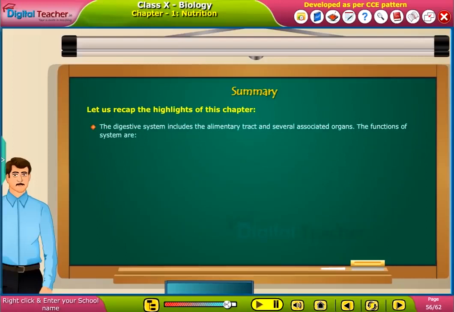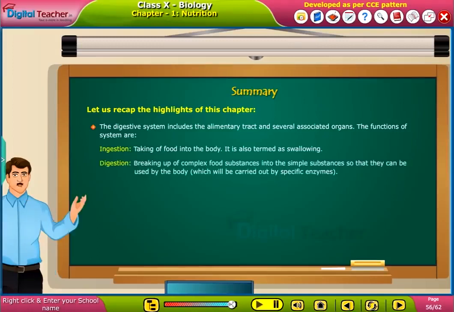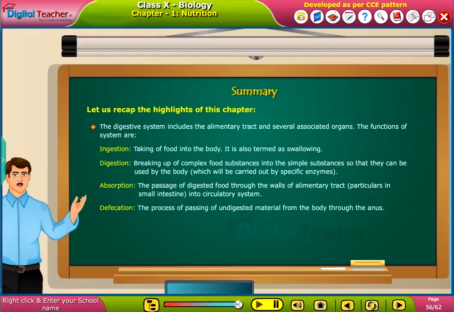The digestive system includes the alimentary tract and several associated organs. The functions of the system are ingestion, taking of food into the body, also termed as swallowing. Digestion, breaking up of complex food substances into the simple substances so that they can be used by the body, which will be carried out by specific enzymes. Absorption, the passage of digested food through the walls of alimentary tract, particularly in small intestine into circulatory system. Defecation, the process of passing of undigested material from the body through the anus.